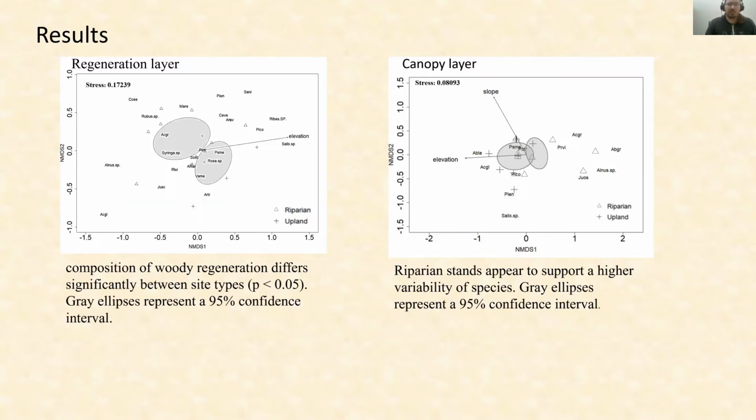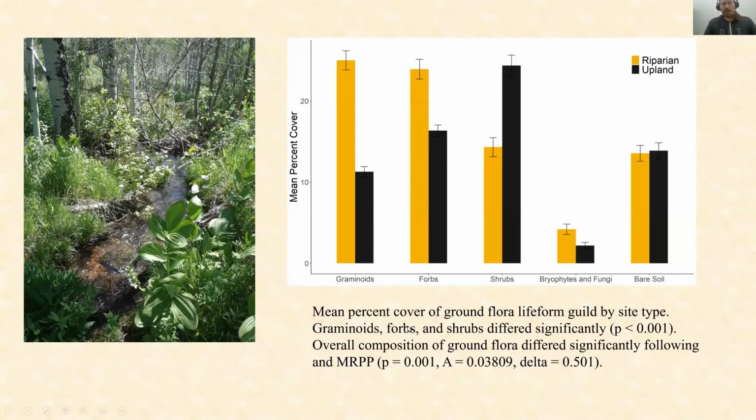a much different composition. In the canopy layer, so these are the dominant stems, we saw that there is no significant difference, even though we do see higher variability in the riparian zone of the overstory species. From there, looking at just the ground cover layer, so graminoids, forbs, shrubs, overall the compositions were different between the two site types, riparian versus upland.